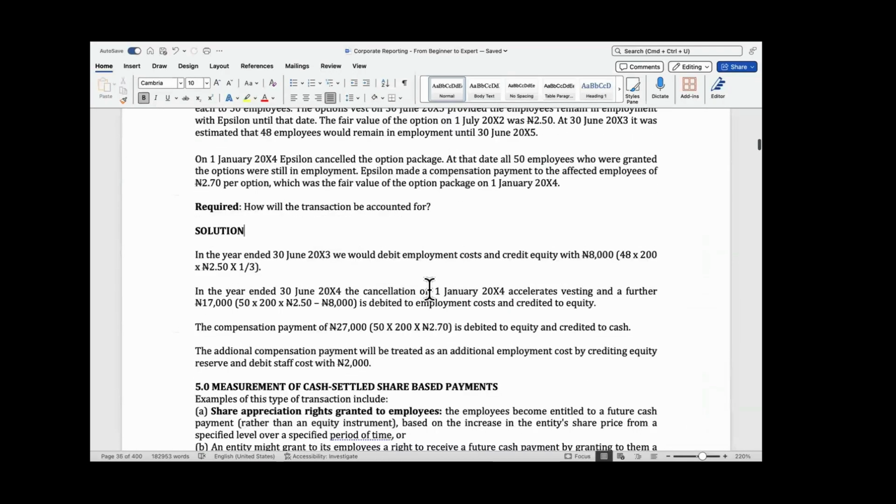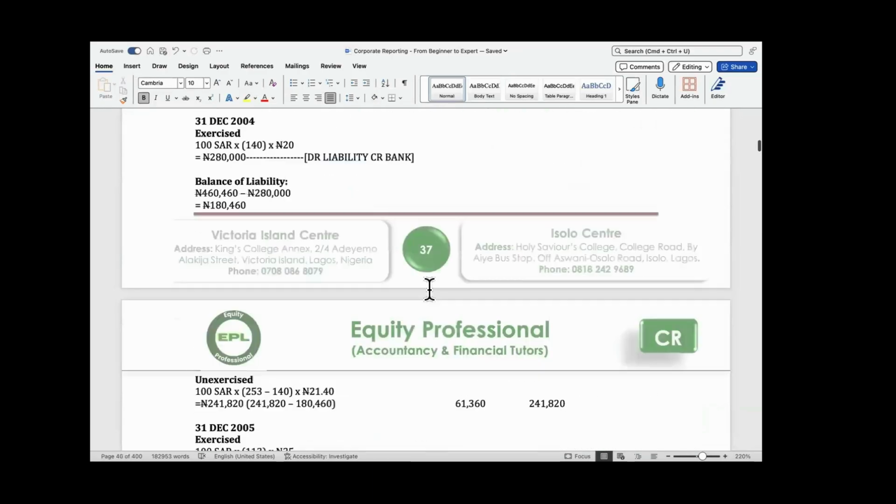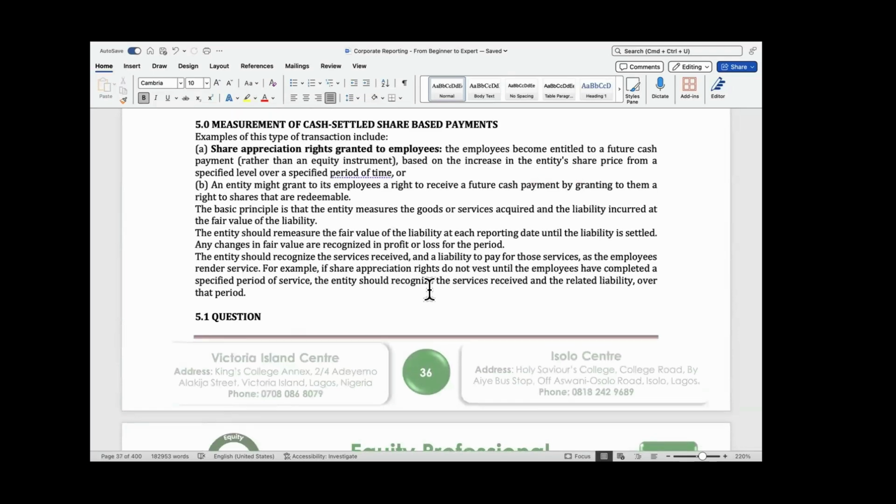Okay, so let's move to cash settled. Cash settled is the same thing as equity settled, so I won't repeat any other thing. How to calculate the value you recognize each year is the same. It's the same ideology. The idea for cash settled, like I've told you earlier on, is that the company will give cash, but the cash is based on the share price of the company.